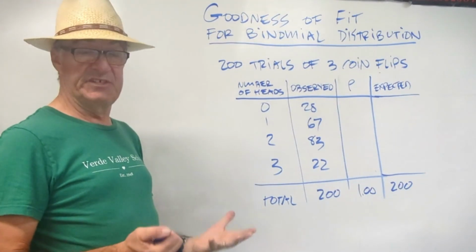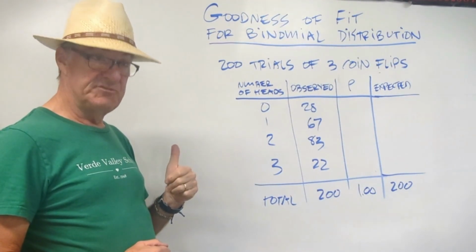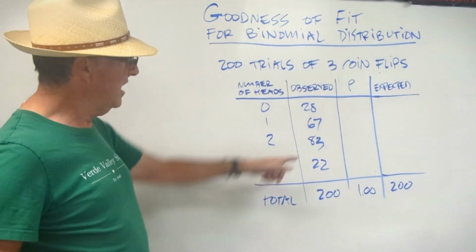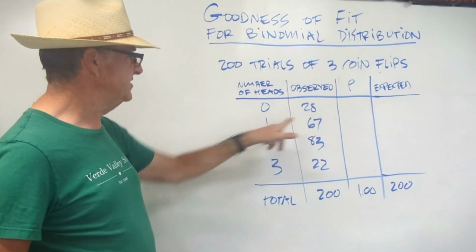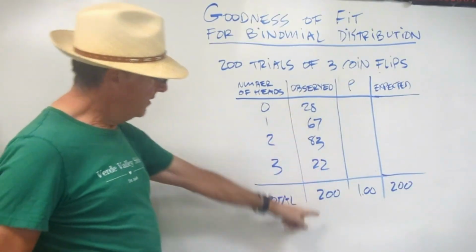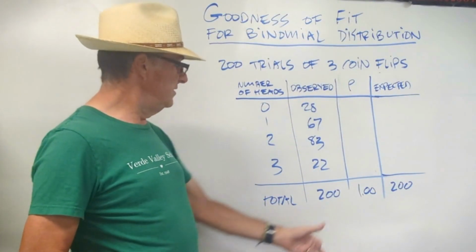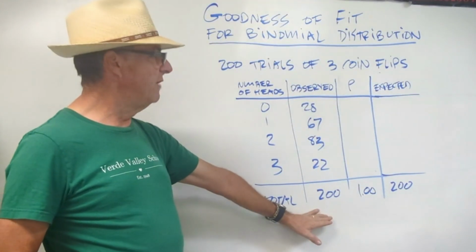So somebody did this experiment, flip a coin 3 times, 200 times, so they did 600 coin flips. That's a lot of work. And they got this, 28 for 0, 67 for 1, and so on. Now we add those up. They got to be 200, otherwise we have a problem. So there is that part of your data.